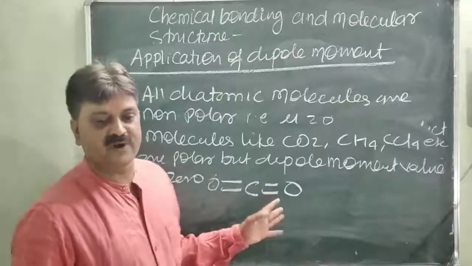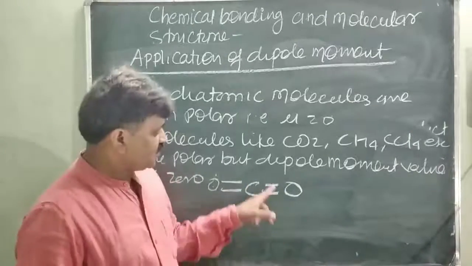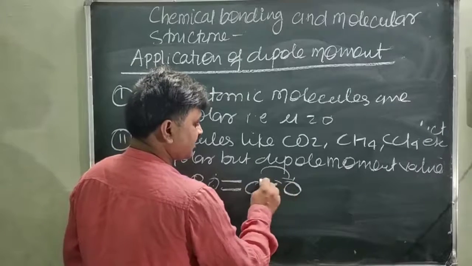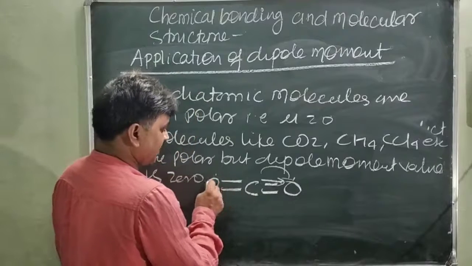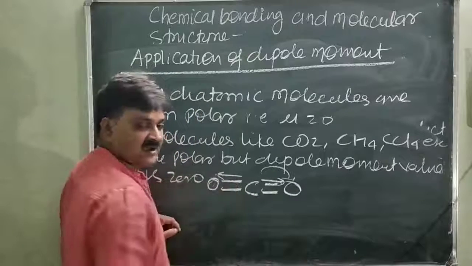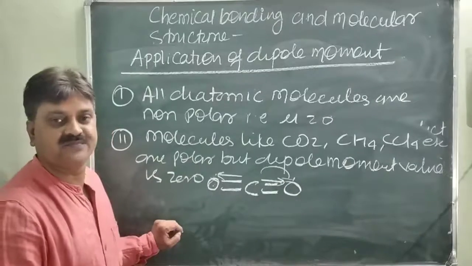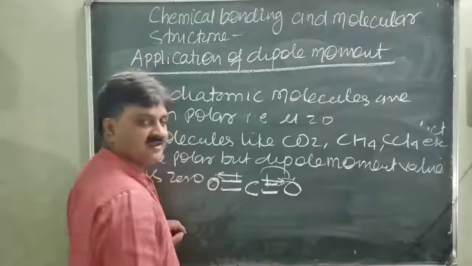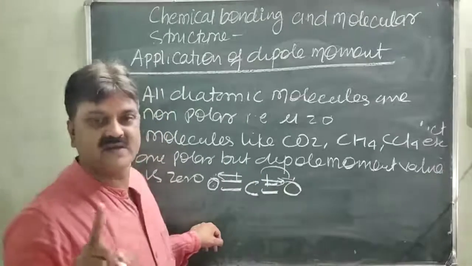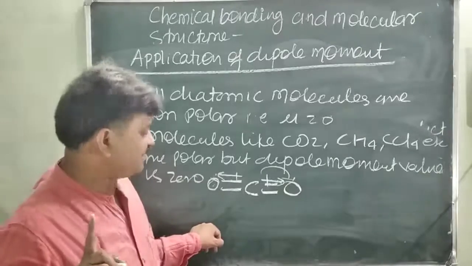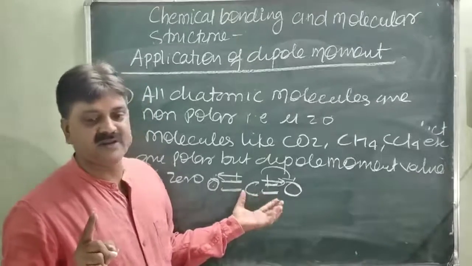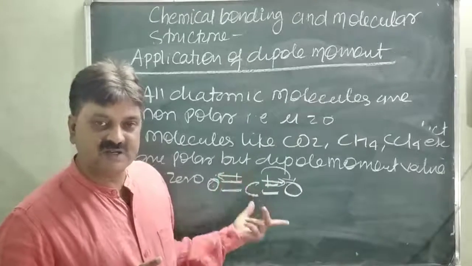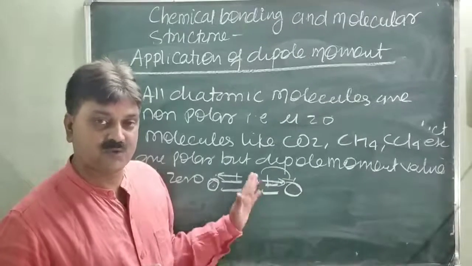Carbon and oxygen are bonded to each other by a double bond. Oxygen is more electronegative than carbon, so it pulls the electron towards itself, meaning the electron moves this side. Similarly, on the opposite side the oxygen also pulls the electron towards its side. So what will happen? There is no net movement of electron. Both coincide with each other. However the bonds are polar, but the dipole moment is 0. So you can say it is non-polar. Even though the bonds are polar, the dipole moment is 0, so they are considered non-polar molecules because the dipole moment value is equal to 0.